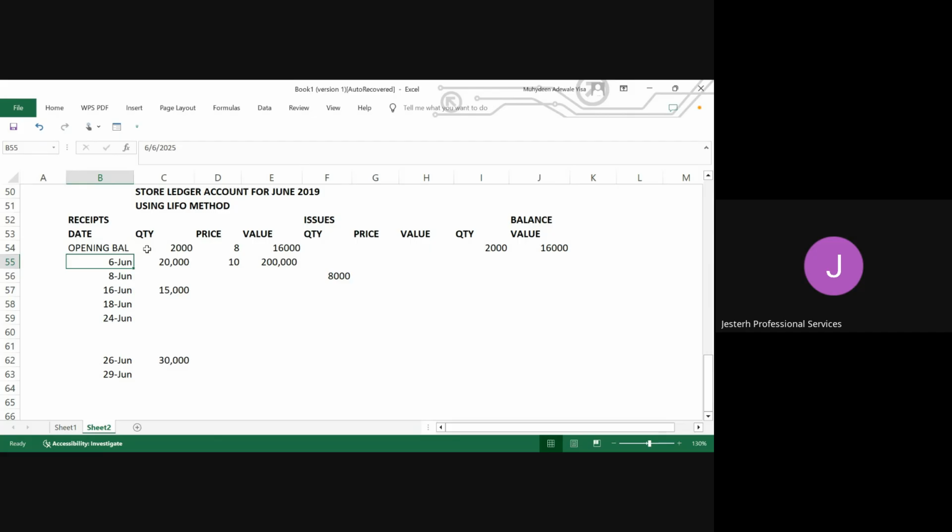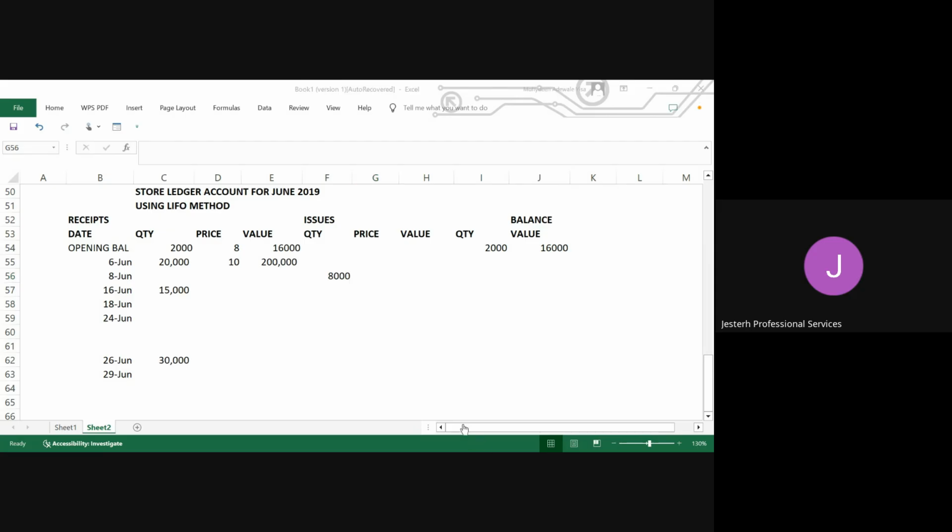Now, this approach says we should consider what comes in last. We should issue what comes in last. Last in, first out. You say, okay, what comes in last is what we are going to issue out first, regardless of what we have in the store before. But the first method says we need to consider what we have in the store before. We now consider the new one. Now, in this scenario, despite the fact that we have opening balance of 2,000, we are not going to consider it, because this method did not ask us to consider it.